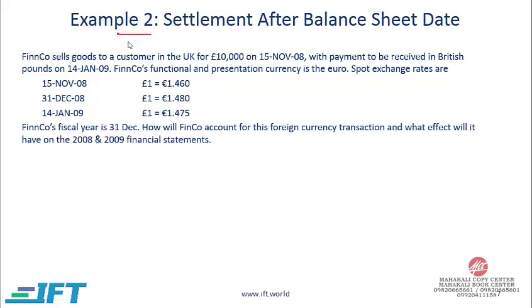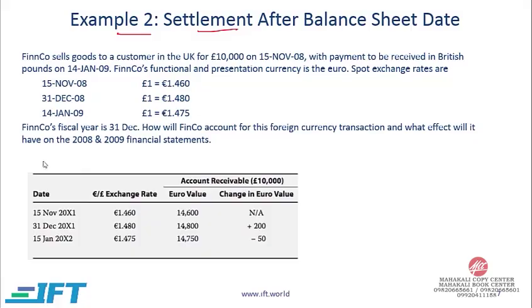Example 2 deals with a situation where settlement happens after the balance sheet date, and I want you to try this first before looking at the solution. Here is what you should get. Now note that this is an export transaction. So goods are being exported and money is being received later. The functional currency is the euro. The foreign currency now is the pound.